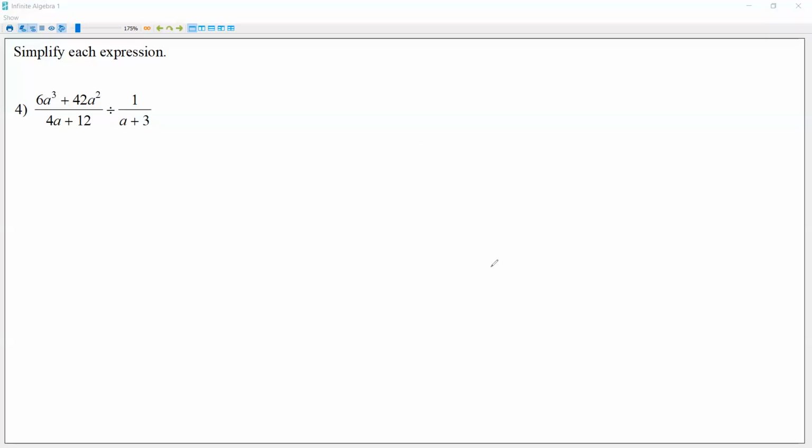Okay. So let's take a look. The first thing you need to notice when you have these is that there's a division symbol here. And so if there's a division symbol, that means that I'm actually going to rewrite this. I'm going to keep the 6a cubed plus 42a squared over 4a plus 12. But to divide a fraction, remember that you have to multiply by the reciprocal, and that just means flip this over. So it's going to be a plus 3 over 1. So dividing by 1 over a plus 3 is the same as multiplying by a plus 3 over 1.